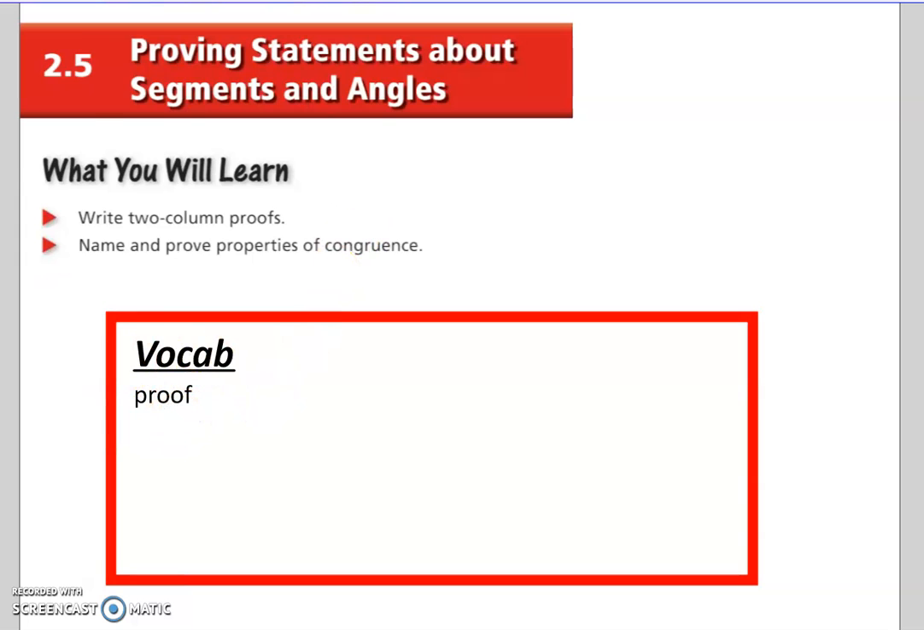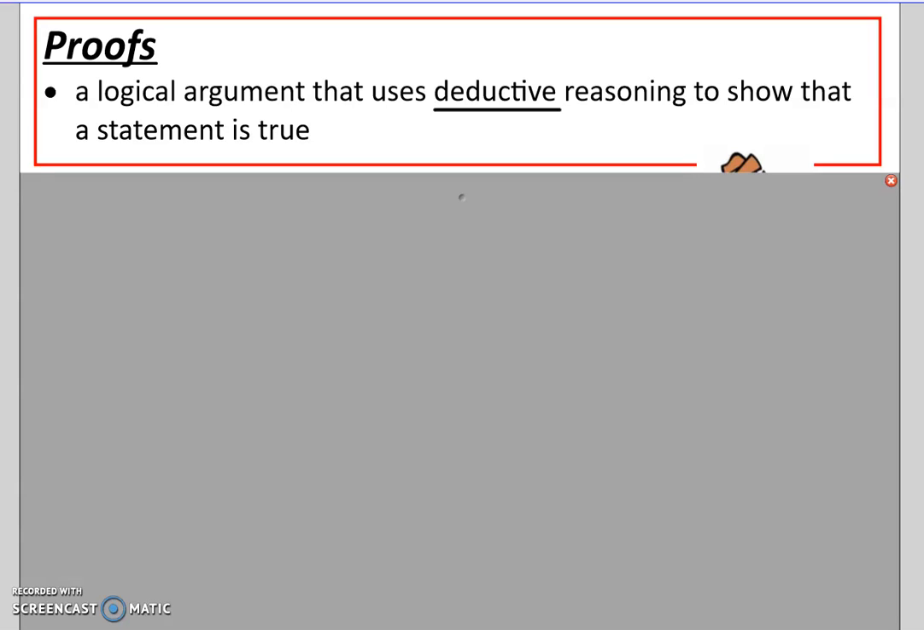What is a proof? Okay, a proof, here's your definition, is a logical argument that uses deductive reasoning to show that a statement is true. Remember, deductive uses definitions and facts, right? So we are using deductive reasoning to show that a statement is true, okay?